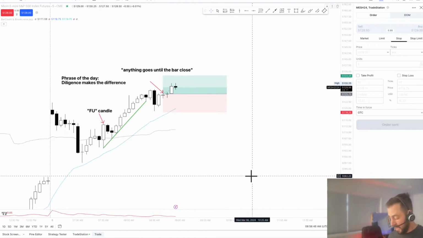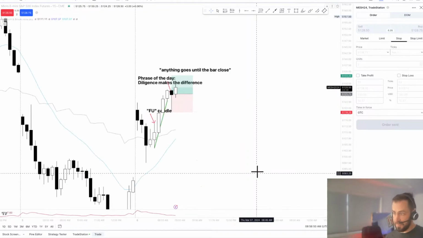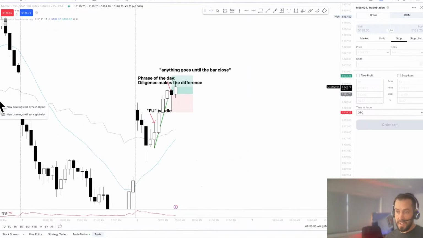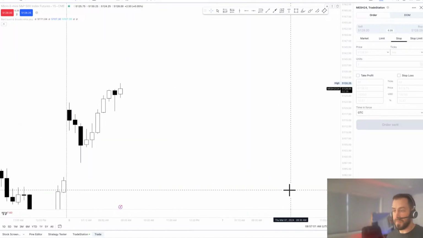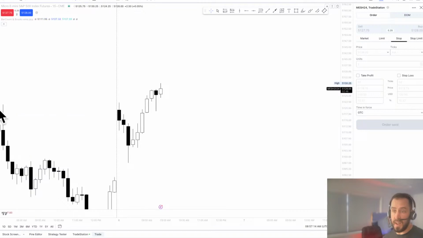You get a little shaky, switch to a higher time frame. Hide everything. Look at that. It's a bull trend. That's a very strong bull trend. This could go all day. It's 8:57 a.m. I'm not saying it's going to happen, but I'm saying it's possible. This could go all day.